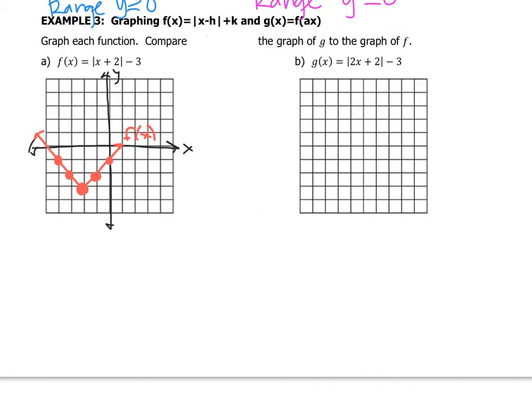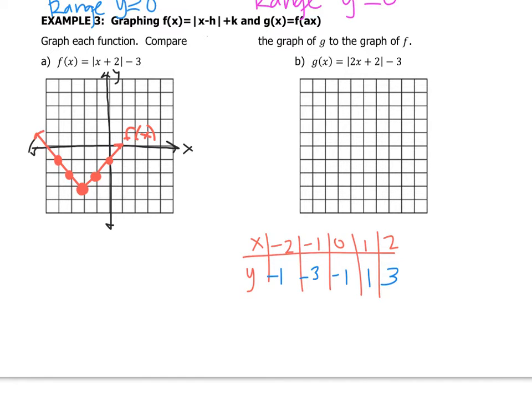So here's my table. We're going to plug in some positives, some negatives, and 0. So let's go -2, -1, 0, 1, and 2. Please pause the video, take these x values, and plug them into this equation. And be careful with your calculations, remember absolute value, and press play when you are ready to check your table. All right, if you didn't get those values, try and figure out where you went wrong.